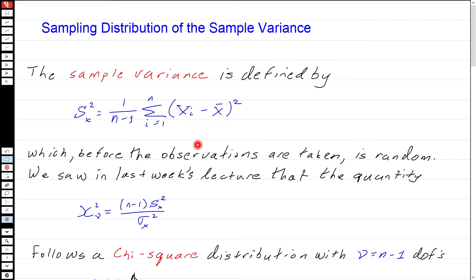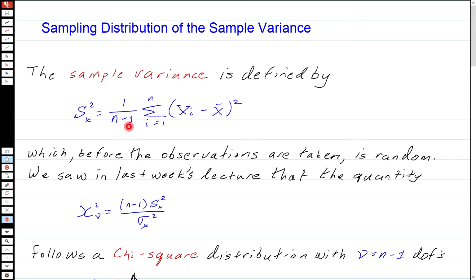We saw in, I think it was last week's lectures, the quantity chi squared subscripted by nu, which is the number of degrees of freedom. In this case the number of degrees of freedom is always the denominator used to divide the sample variance. So we have 1 over n minus 1 here. That n minus 1 is the number of degrees of freedom. So nu here is n minus 1.